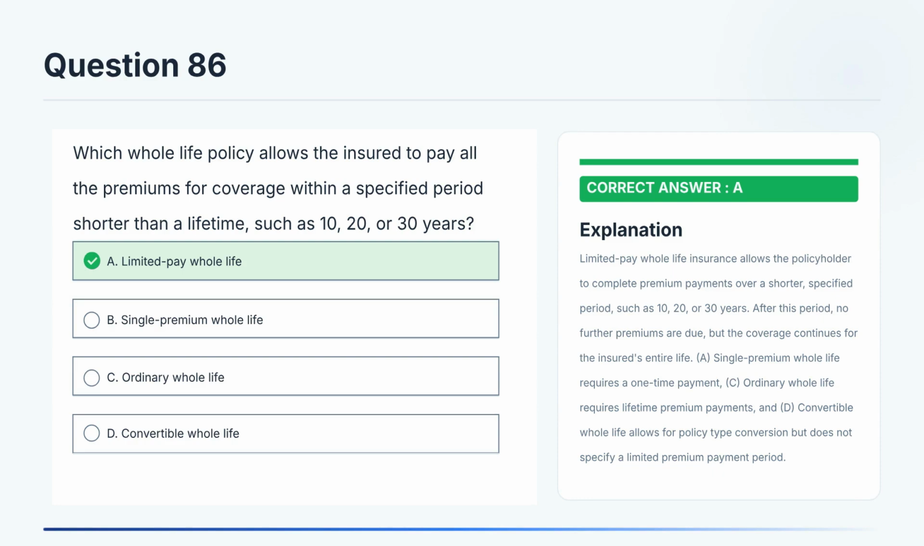A. Single premium whole life requires a one-time payment. C. Ordinary whole life requires lifetime premium payments. And D. Convertible whole life allows for policy type conversion, but does not specify a limited premium payment period.